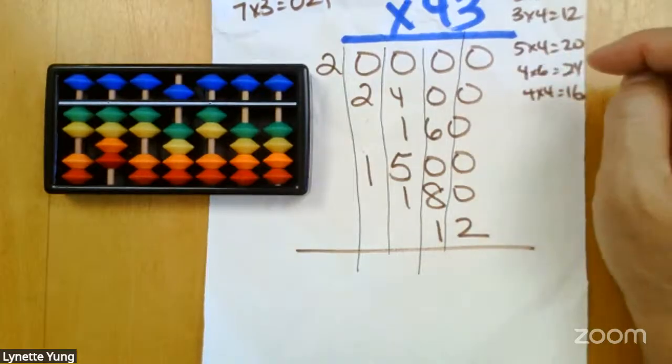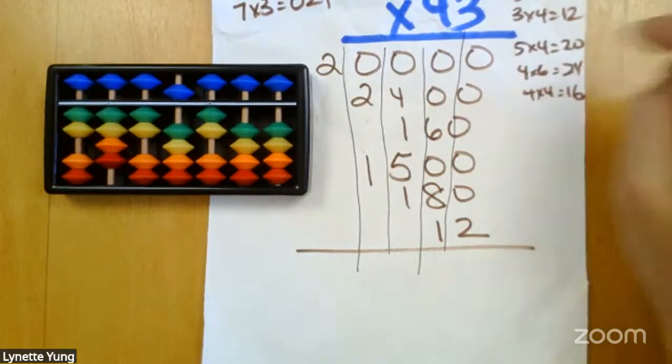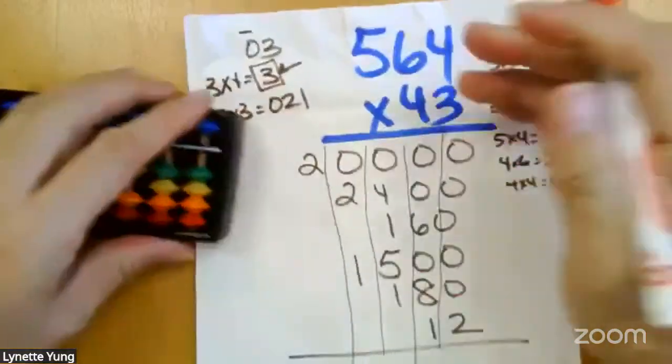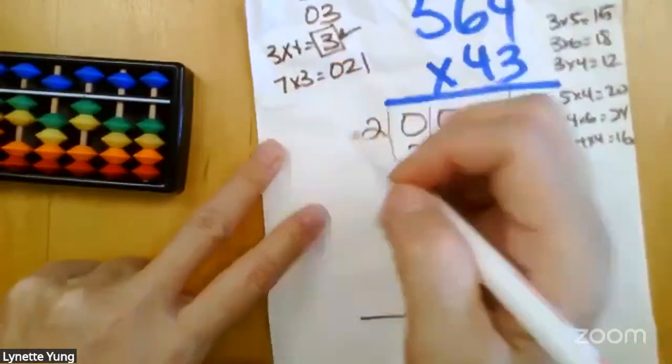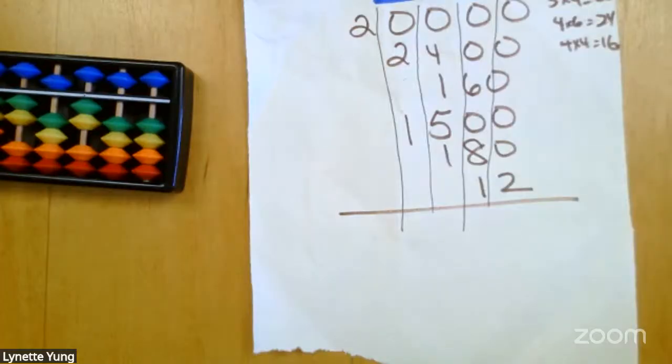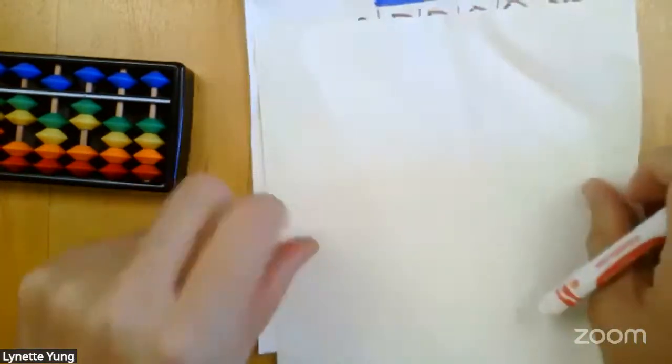I don't remember this. I remember they combined it all. So 564 times 4 and 564 times 3. Yeah, that's how I was told to do it.